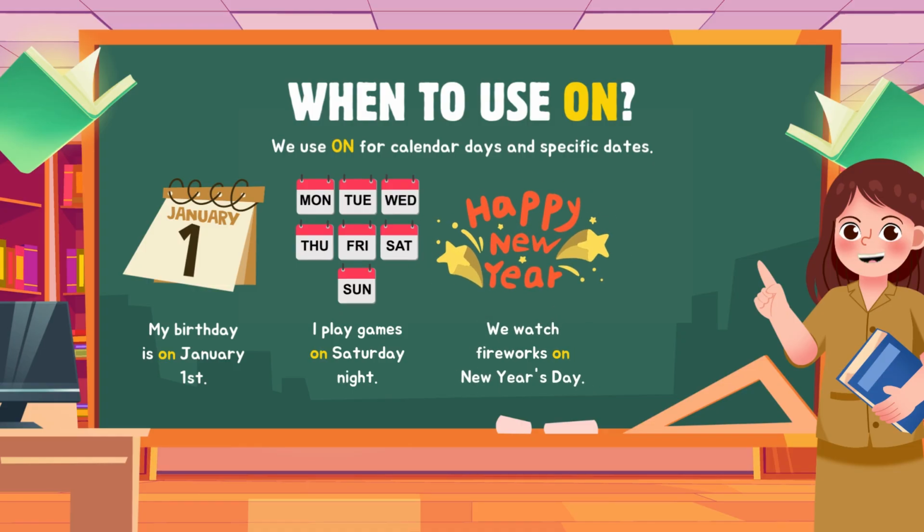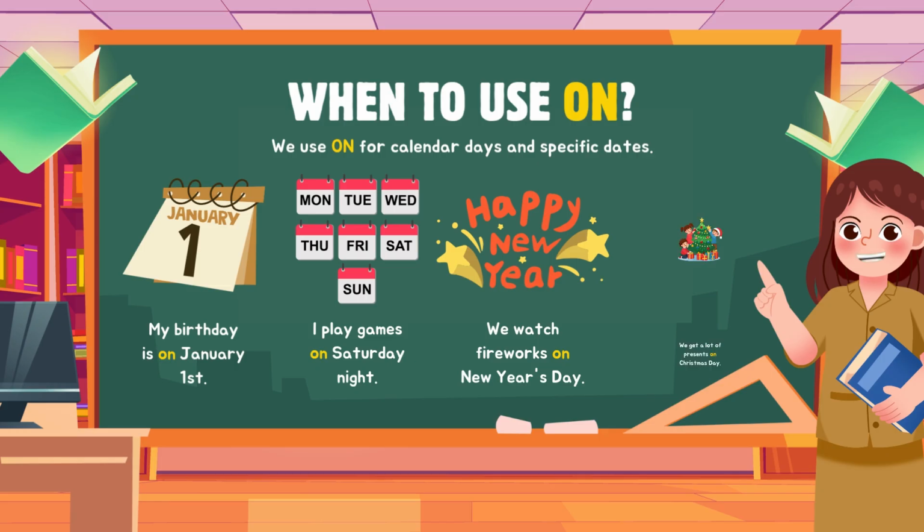Next, we use on for specific holidays that have the word day in them or refer to a specific day. We watch fireworks on New Year's Day. Because New Year's Day is one specific 24-hour day, we pair it with on.